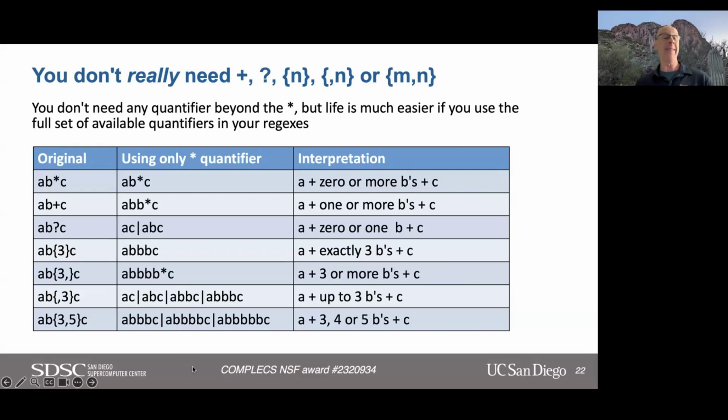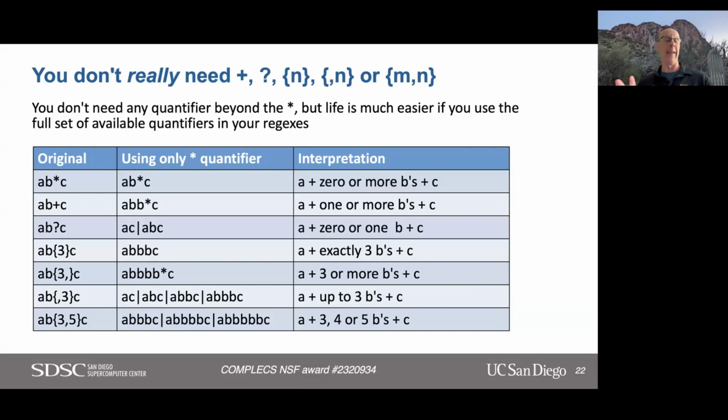When we get into the curly braces, it gets a little more complicated. So if we wanted to match exactly three B's, that's not too hard. It's going to be A, and we explicitly write out the three B's followed by the C. If we want three or more B's, that's going to be similar to our second row, where we're going to explicitly write out three B's so that we're matching at least three, and then followed by B star. And then when we look at the case of up to three B's, now we need to start using alternation. So we match AC, ABC, ABBC, ABBBC.